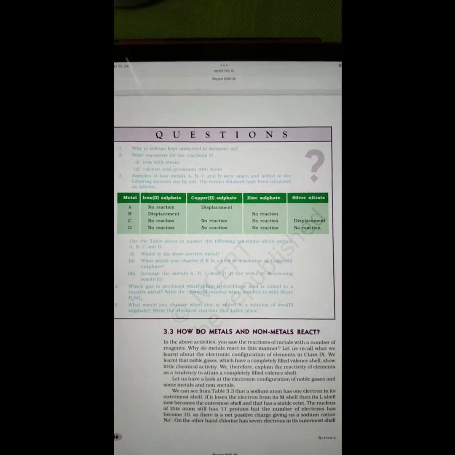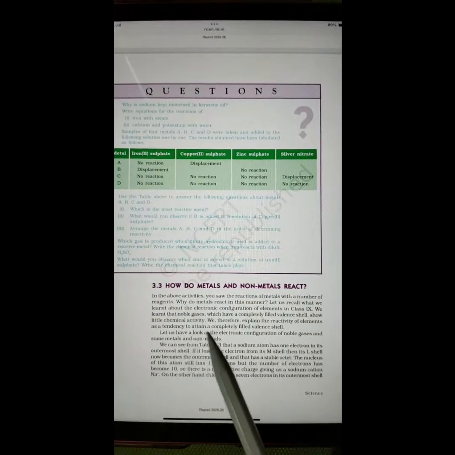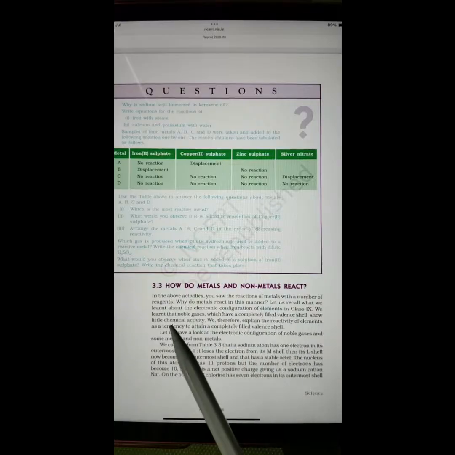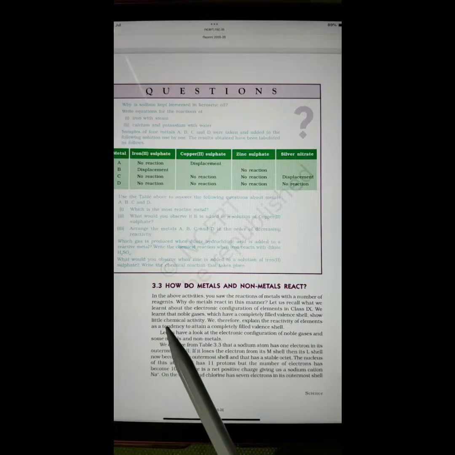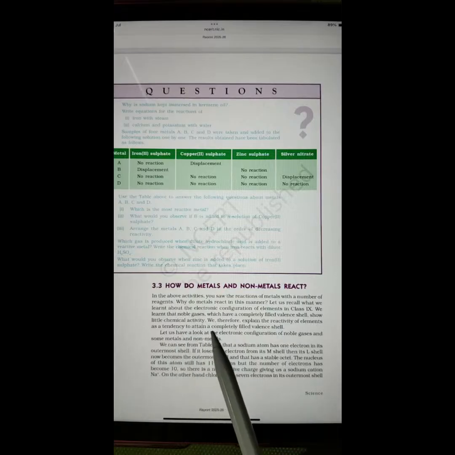Next one, 3.3. How do metals and nonmetals react? In the above activities, you saw the reactions of metals with a number of reagents. Why do metals react in this manner? Let us recall what we learned about the electronic configuration of elements in class 9. We learned that noble gases, which have a completely filled valence shell, show little chemical activity. We therefore explain the reactivity of elements as a tendency to attain a completely filled valence shell. Let us have a look at the electronic configuration of the noble gases and some metals and nonmetals.